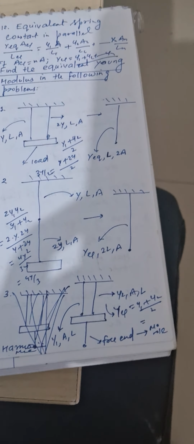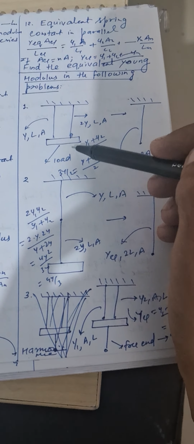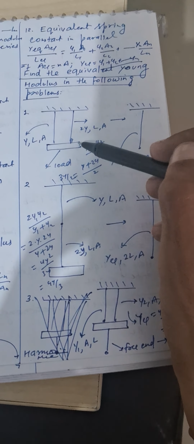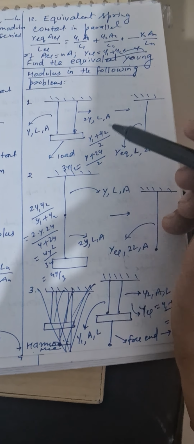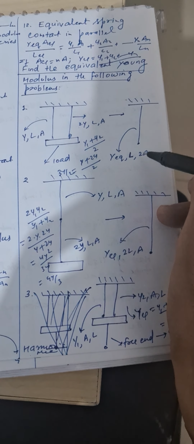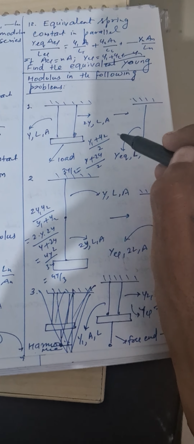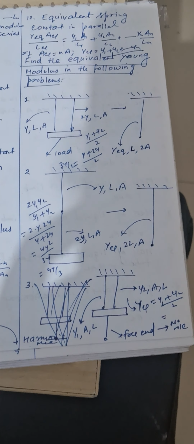In the next question we need to find the equivalent spring constant in the following problems. The first is we have two rods, same length and area, different Young's modulus, in parallel combination, and we assume that the equivalent rod has an area 2A. So comparing on that basis, we have Y equivalent as 3Y by 2.